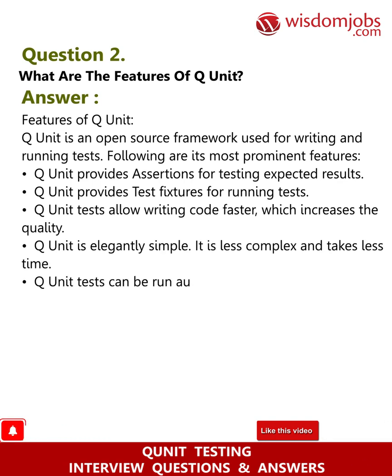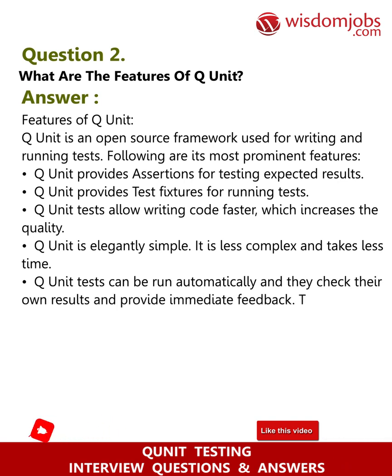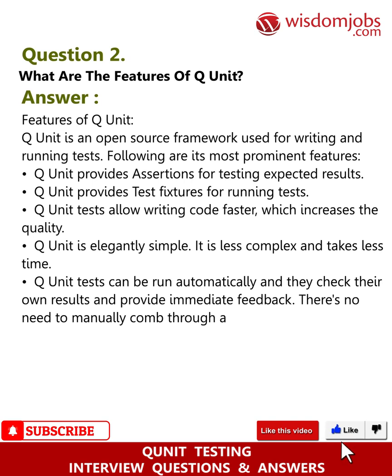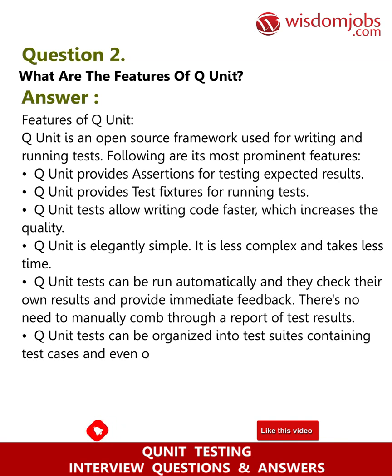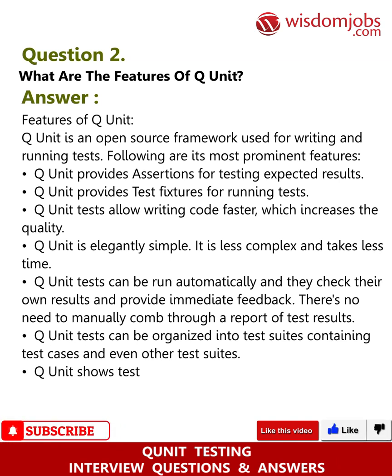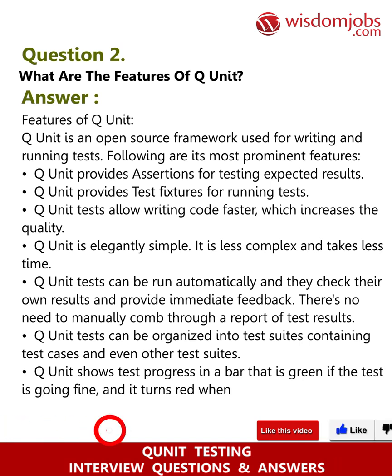QUnit tests can be run automatically and they check their own results and provide immediate feedback. There's no need to manually comb through a report of test results. QUnit tests can be organized into test suites containing test cases and even other test suites. QUnit shows test progress in a bar that is green if the test is going fine, and it turns red when a test fails.